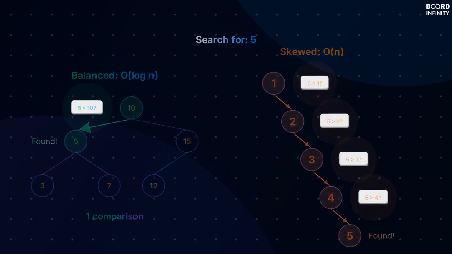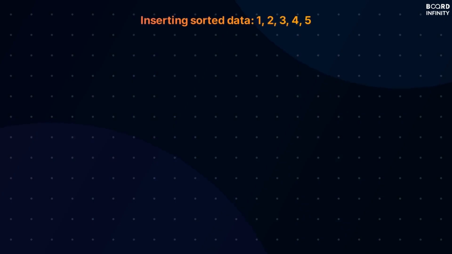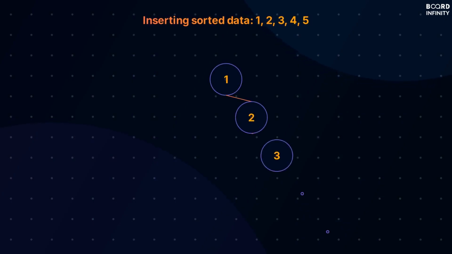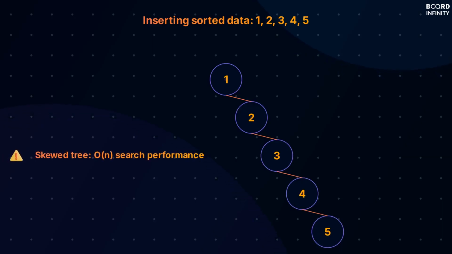What causes a tree to become skewed? Often, it's the order of insertions. If you insert numbers in an already sorted sequence, like 1, 2, 3, 4, 5, the tree will naturally form this problematic skewed chain. Each new number is always larger, forcing the tree to grow only to the right.